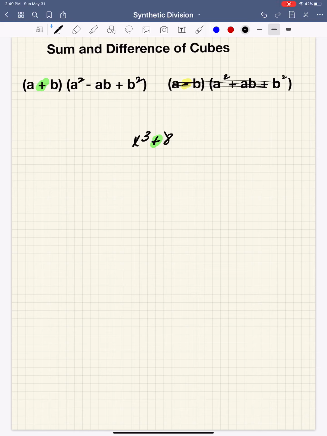Just disregard that. First thing we need to do is find out what a and b are, because in the formula we have a's and b's. So we're going to look at the first term, which is x to the third, and that a value is going to be the cube root of x to the third, which is just x, because it's x times x times x, so the cube root is x. The second term is an 8, so the b value here is going to be 2, because the cube root of 8 is 2, which is really just 2 times 2 times 2. And there is your cube root. So your a value is x, and your b value is 2.